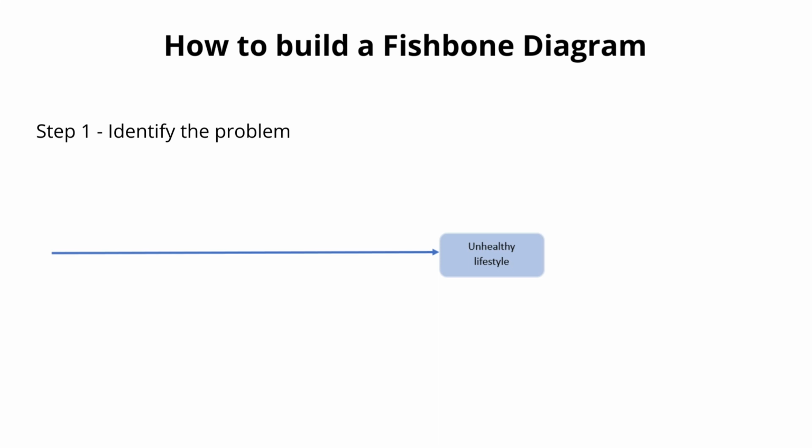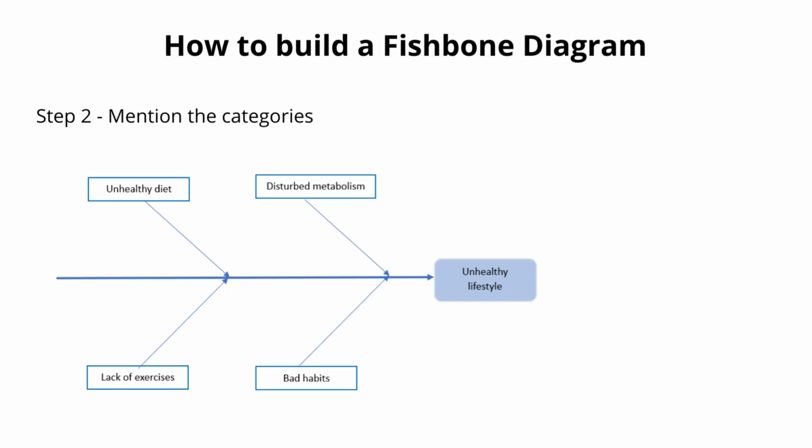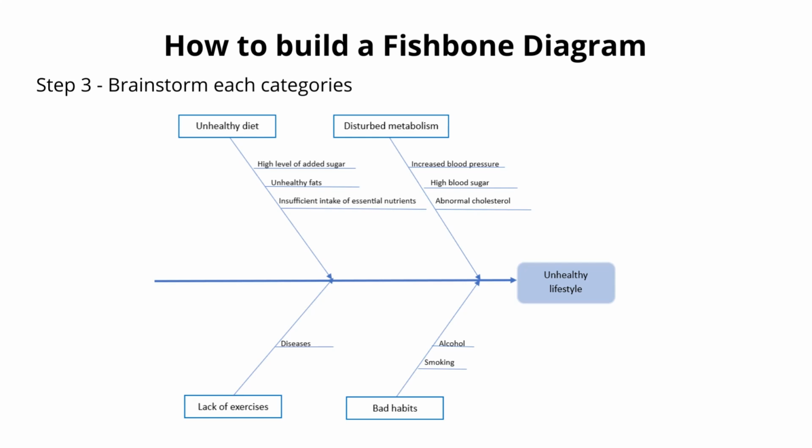After that, you mention the categories. Our categories are disturbed metabolism, unhealthy diet, lack of exercise, and bad habits. Move on to the third step, which is to brainstorm each category. Disturbed metabolism consists of increased blood pressure, high blood sugar, and abnormal cholesterol. Unhealthy diet consists of a high level of added sugar, unhealthy fats, and insufficient intake of essential nutrients. Lack of exercise consists of diseases, and bad habits consist of alcohol and smoking. This is our completed fishbone diagram.